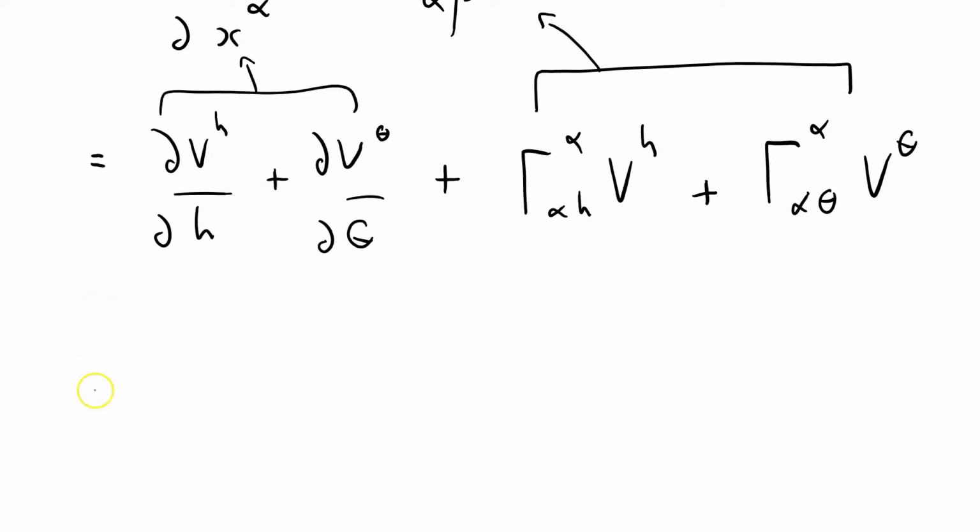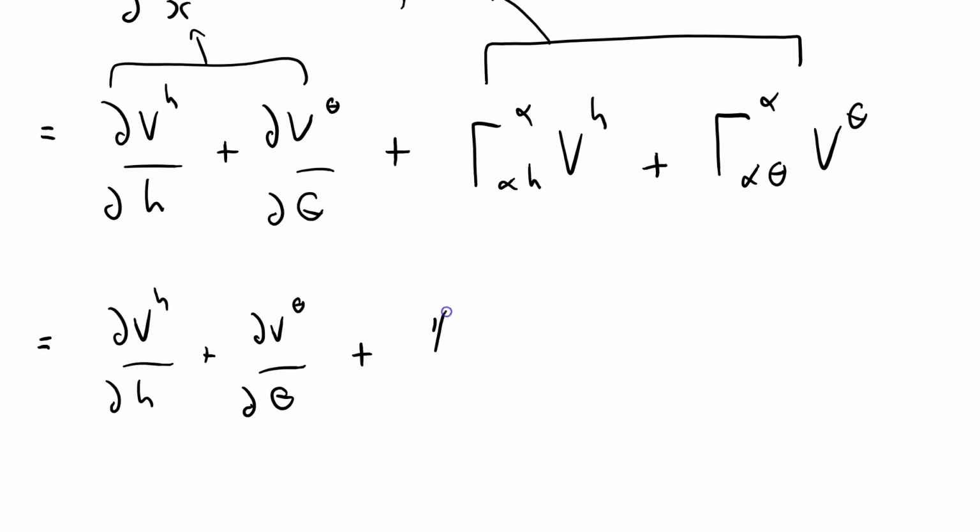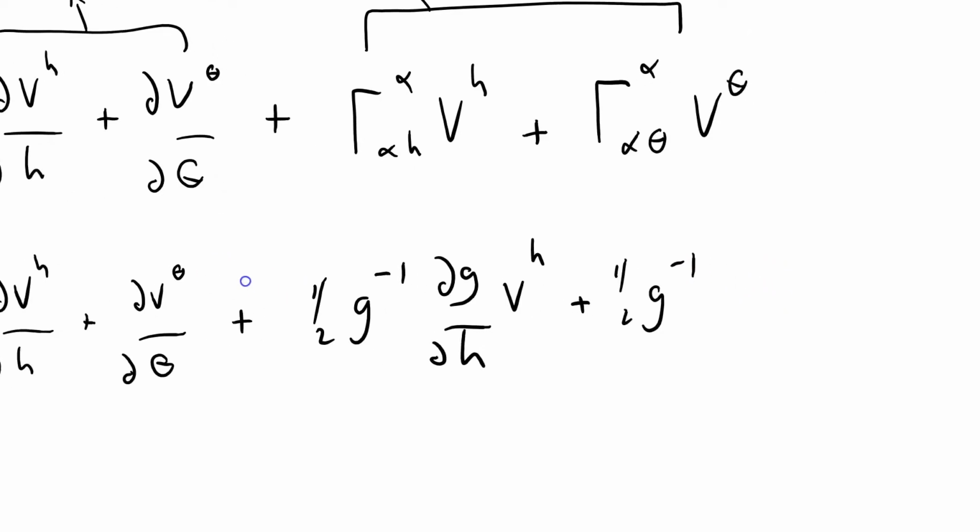So what is this? Let me just remind myself what the components of V are. Actually, I'll do that later. We'll come back to what that is later. ∂V^h/∂h plus ∂V^θ/∂θ plus a half g^-1 ∂g/∂h, because it's there, V^h, plus a half g^-1 ∂g/∂θ V^θ.